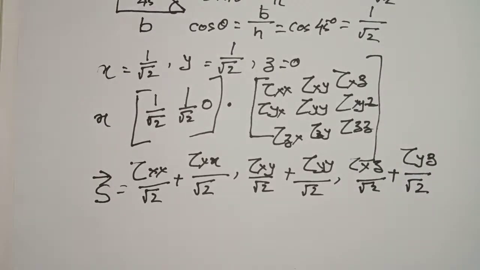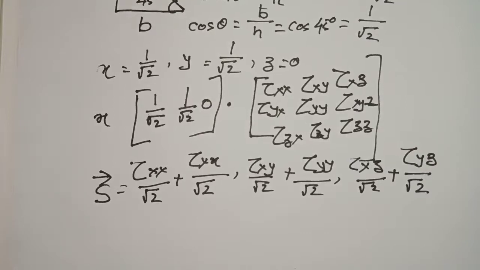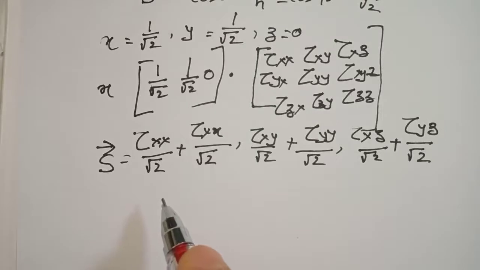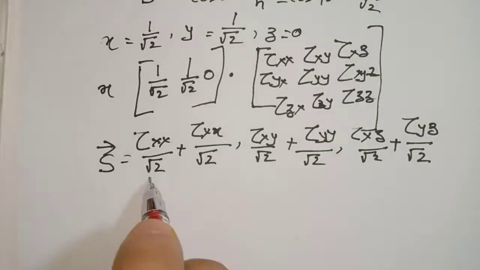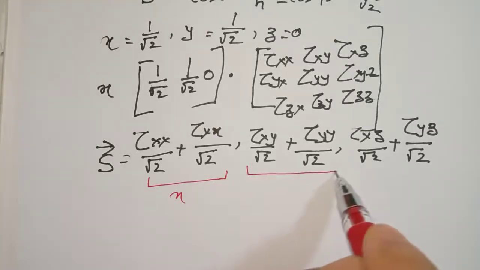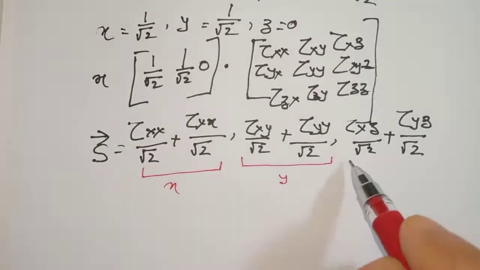So this is what we actually guessed. Eventually, what is coming up is that we are getting the values. This one is what we are getting, the stress in the x component. This is in the direction of x. This is in the direction of y. And this is in the direction of z.